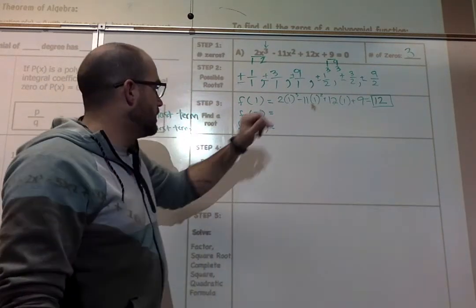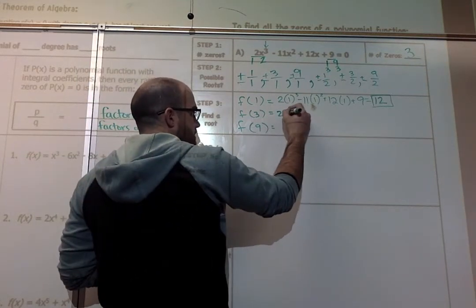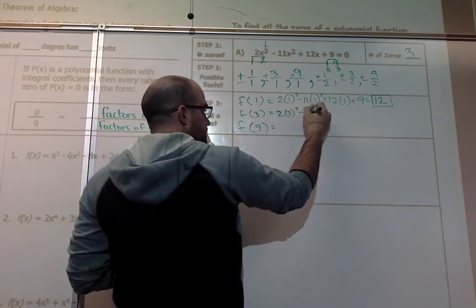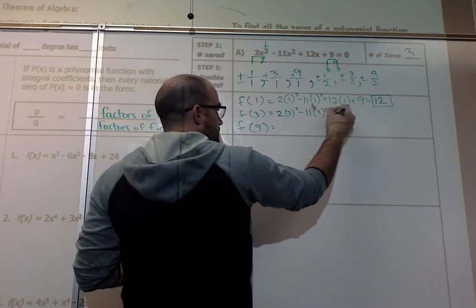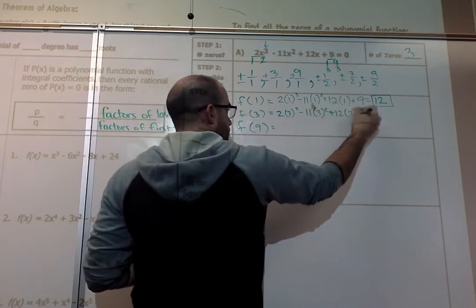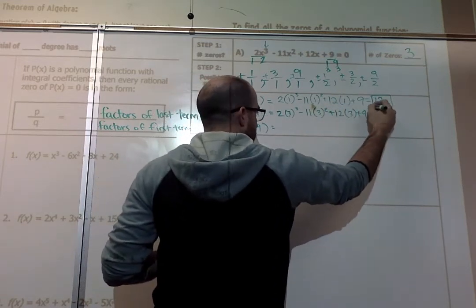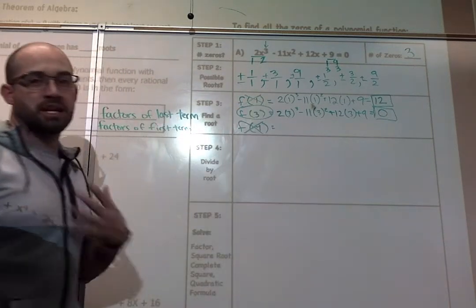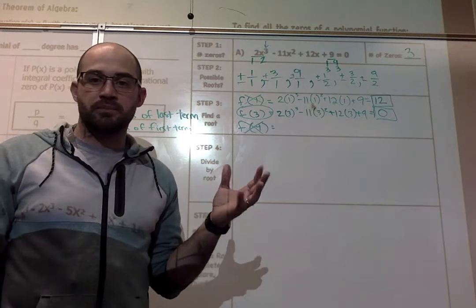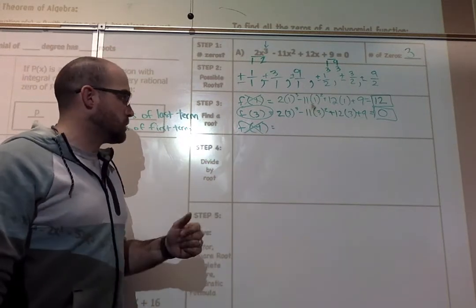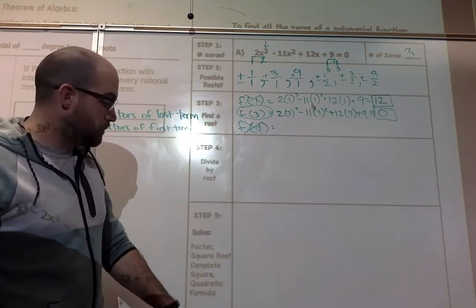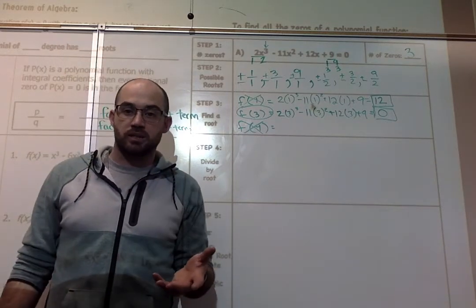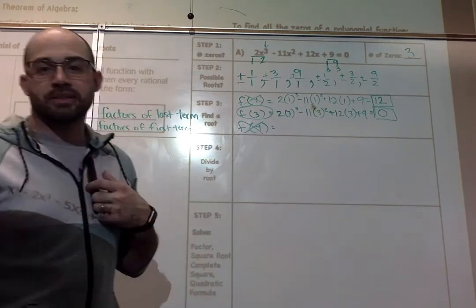Okay? So here, if I plug in a 3 into my problem, plus 12 times 3 plus 9, I end up with a 0. So this is one of my factors. I don't have to go through and check every single one. I just need to make sure that at least one of these things work. So I know for sure at the end of this problem, one of my answers is going to be x equals 3.